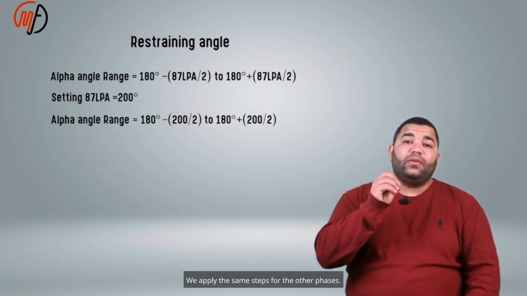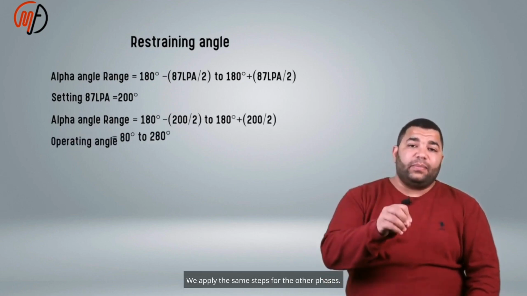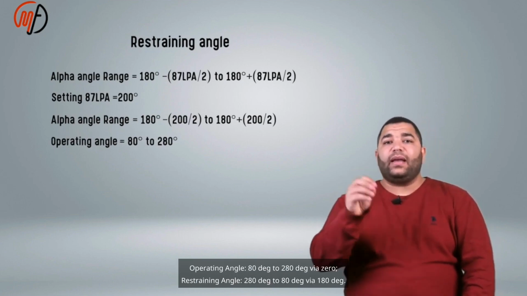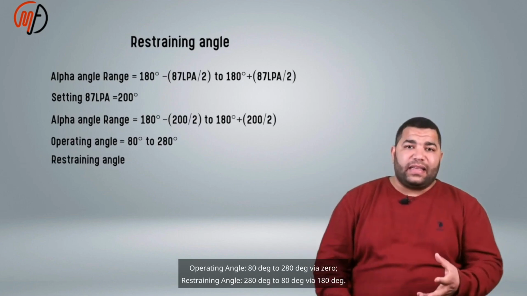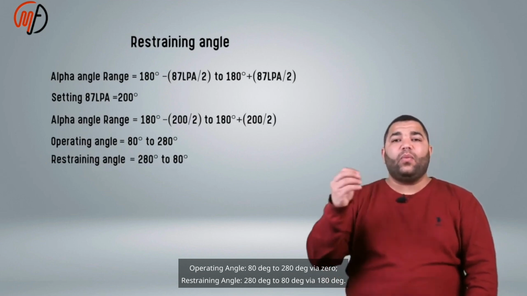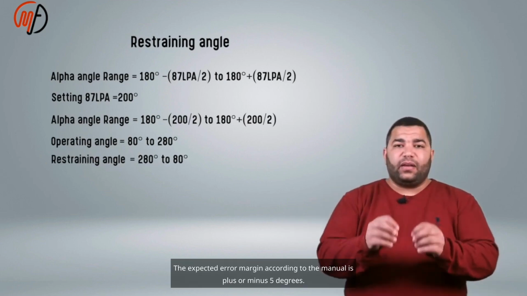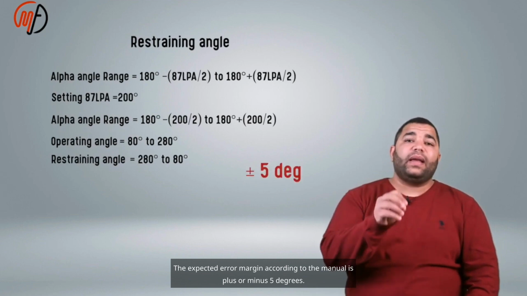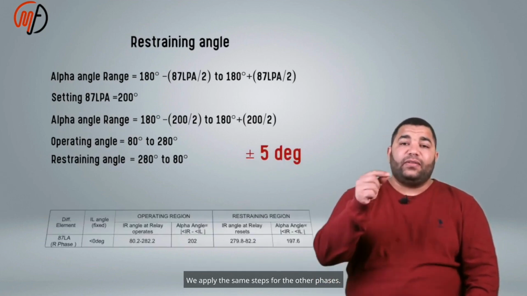We apply the same steps for the other phases at 0.5 amperes at 100 degrees. Operating angle 80 degrees to 280 degrees via 0. Restraining angle 280 degrees to 80 degrees via 180 degrees. The expected error margin according to the manual is plus or minus 5 degrees. We apply the same steps for the other phases.